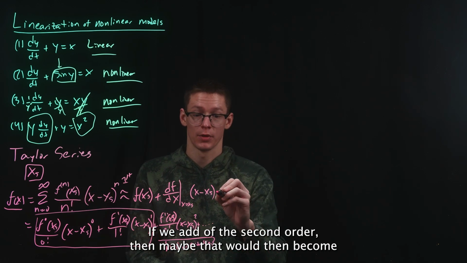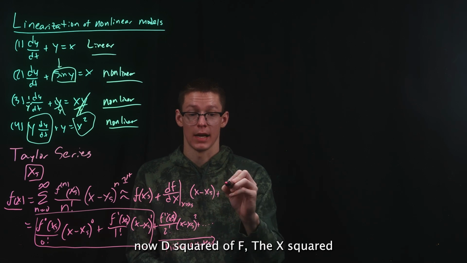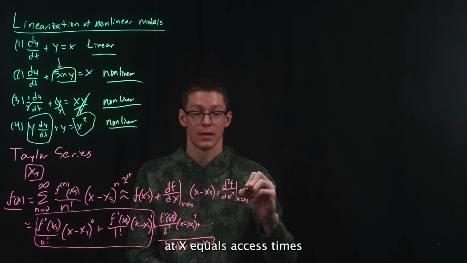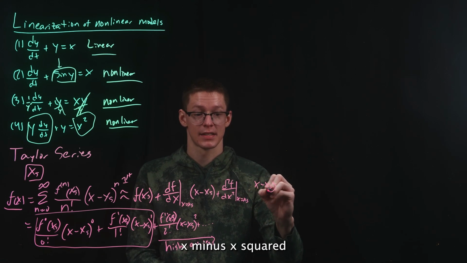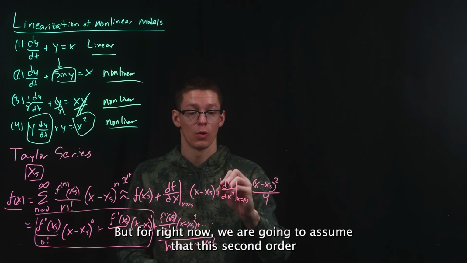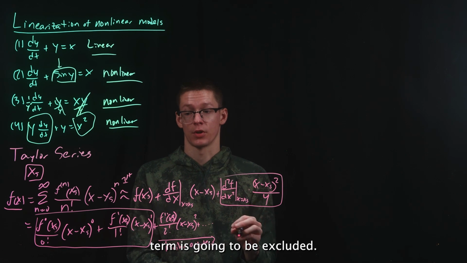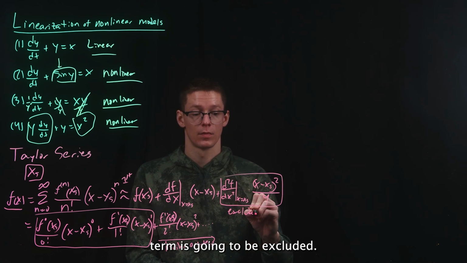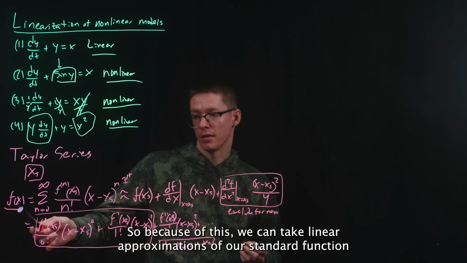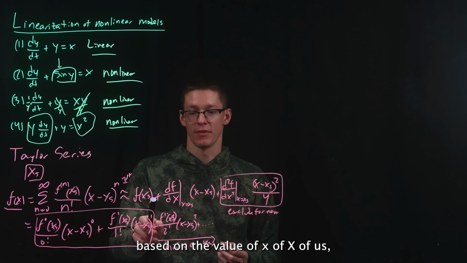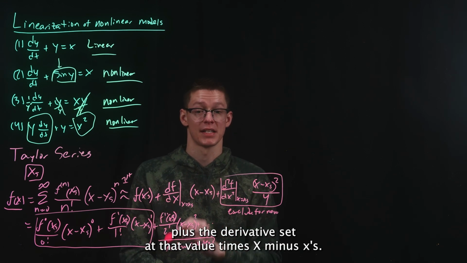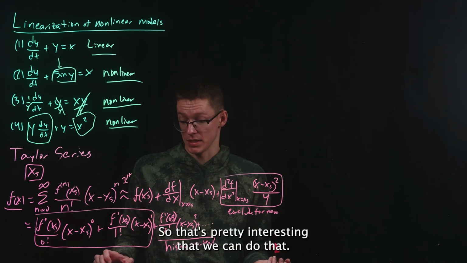If we add the second order, then maybe that would become d squared f dx squared at x equals xs times x minus xs squared over 2 factorial, which is 2. But for right now, we are going to assume that this second order term is going to be excluded. Okay, so because of this, we can take linear approximations of our standard function based on the value of f at xs plus the derivative set at that value times x minus xs. So that's pretty interesting that we can do that.